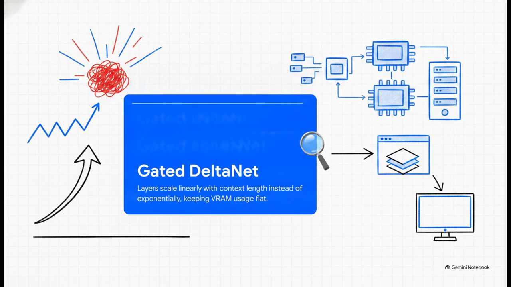So, what's the secret sauce that makes this Qwen 9B model punch so far above its weight? It's called Gated DeltaNet architecture. Now, standard attention mechanisms scale exponentially. If you feed them a super long prompt, your VRAM just explodes until your GPU straight up crashes. But Gated DeltaNet? It scales linearly. This means you can paste an entire massive HTML file straight into your context window, and your VRAM usage stays virtually flat. It is an absolute game changer for local setups.